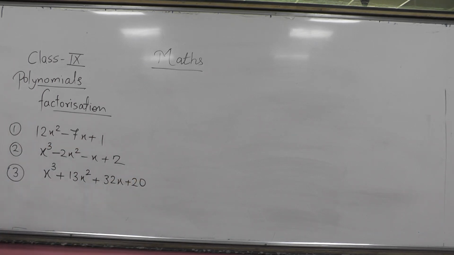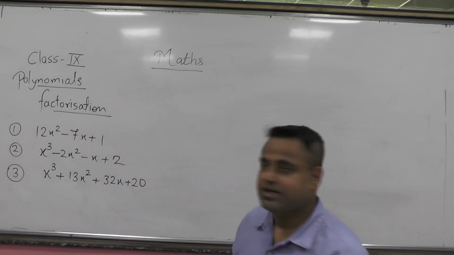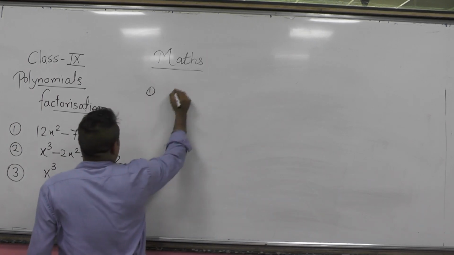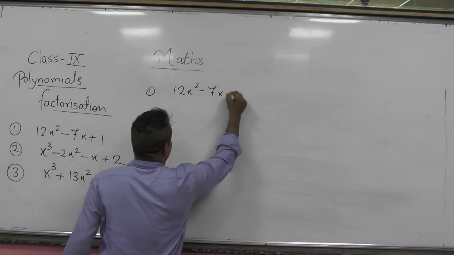Okay, let me solve these 3 questions. How to factorize these 3 kinds of questions. First, we are factorizing 12x square minus 7x plus 1.